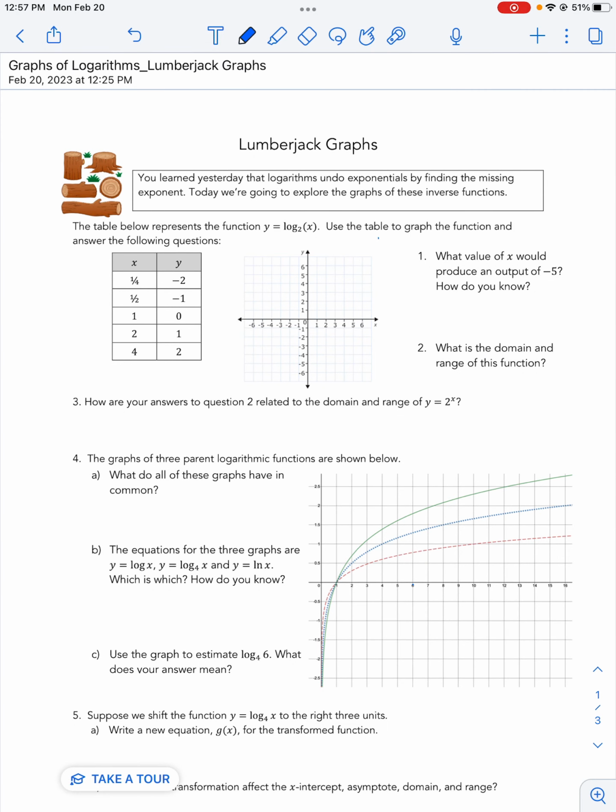Hi again. We are going to talk about the lumberjack graphs activity that you did yesterday in class.